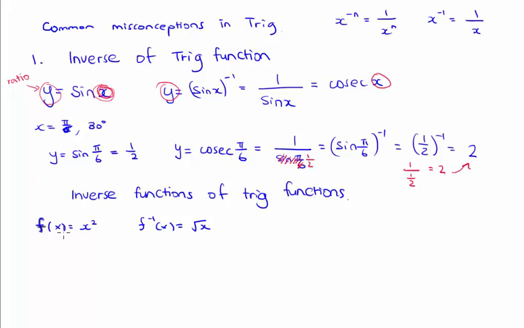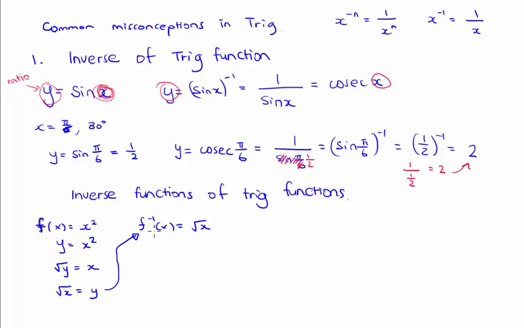All you have to do is let f of x equal y, so y equals x squared, and you take the square root of both sides, and you get square root of y equals x. Of course, there's a plus and minus, but we're only taking the positive value. Then all you have to do is swap x and y so that it becomes square root of x is equal to y, and that is the inverse function.